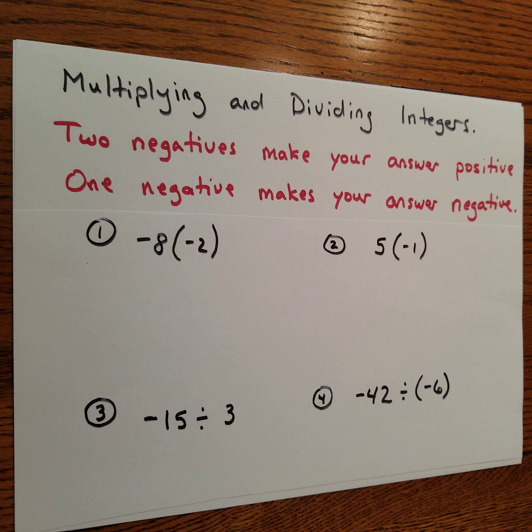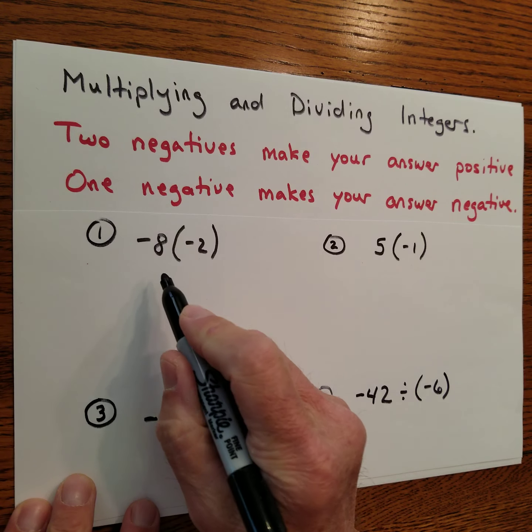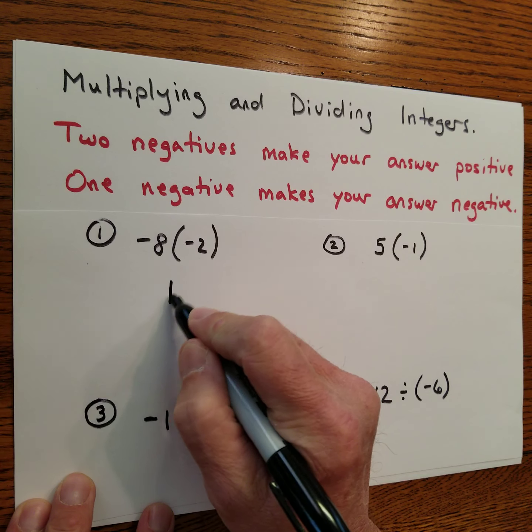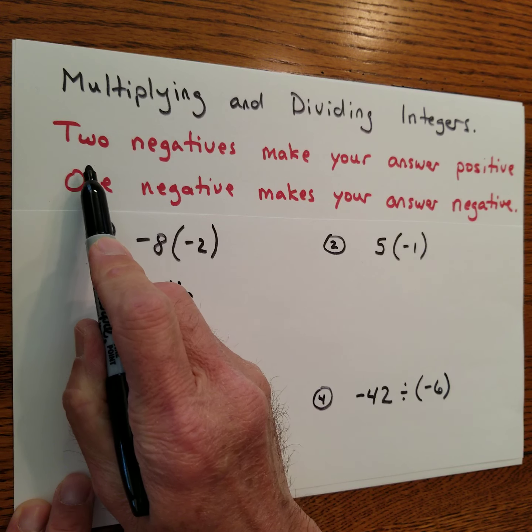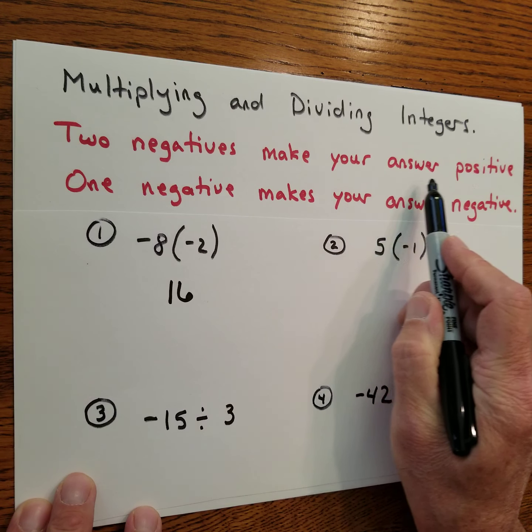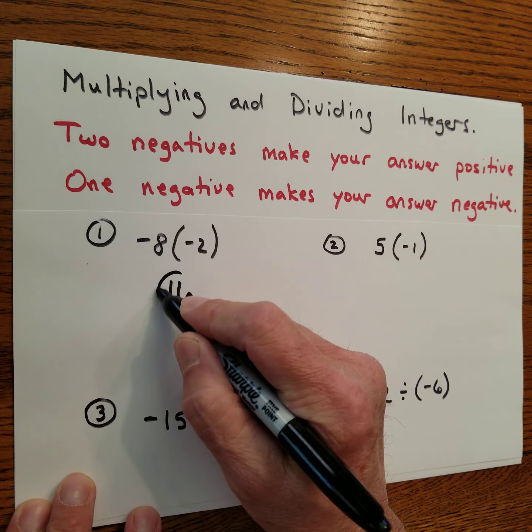Let's try out these rules on some examples. Now remember, no calculators on these. Do these in your head. In number 1, we're multiplying. I know that 8 times 2 is 16, and I have two negatives. When I multiply with two negatives, it makes my answer positive.